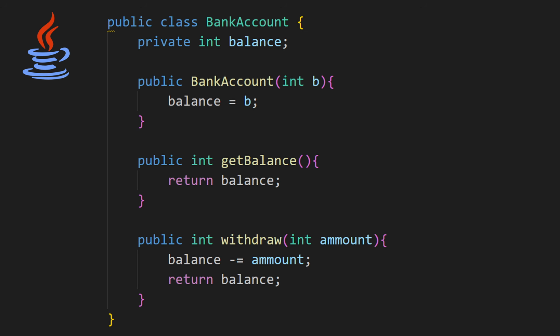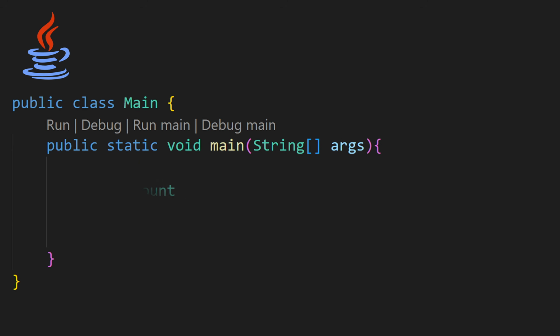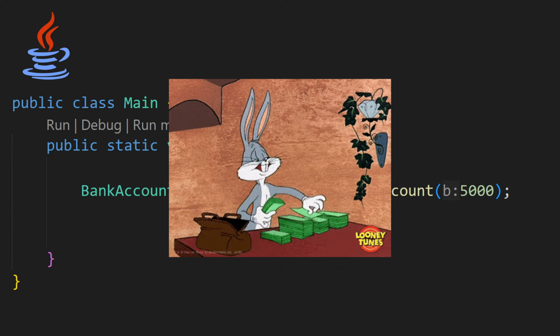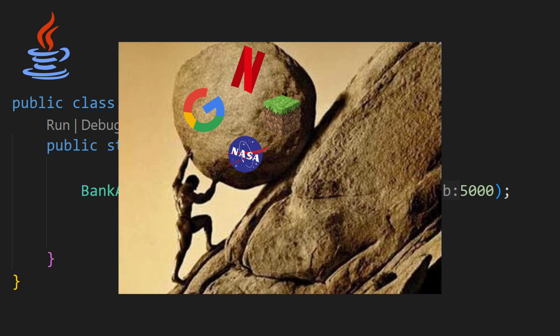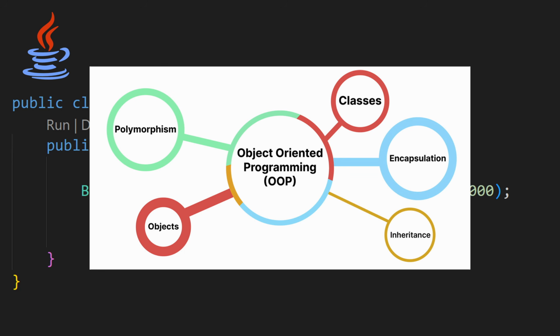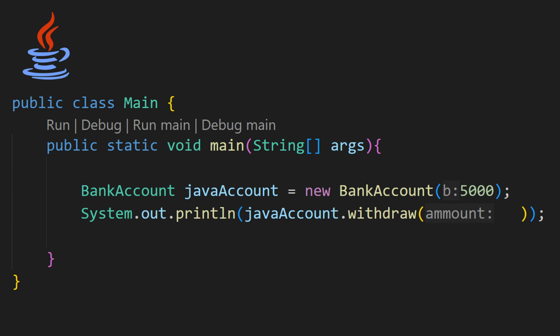Functions in both languages are defined with the return type, function name, and parameters. Back to our main class, we can write BankAccount, a name, equals new BankAccount, which creates a new object. This is the backbone of most Java programs because Java is heavily object-oriented. If we wanted to test it out, we could print withdraw, give it a parameter, and there we go.